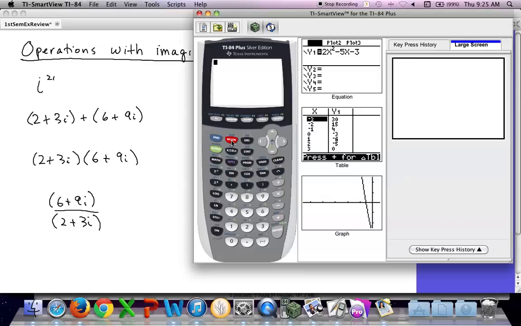let's say you wanted to do, let's do this one here. 2 plus 3i times 6 plus 9i. So on this screen, the main screen, parentheses, 2 plus 3, and then where do you find the i character? It's the decimal point, right? So you got to go second i, right? Parentheses, 6 plus 9i, 6 plus 9. You know, and the calculator will do the rest of that for you.